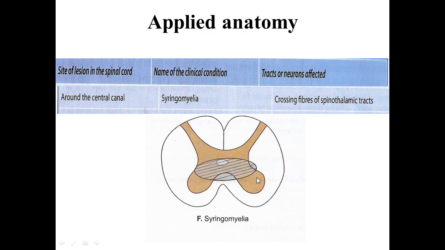Then, if the area around the central canal is involved, which is seen in syringomyelia, this affects the spinothalamic fibers in the anterior white commissure. The spinothalamic tracts cross to the opposite side, so these fibers are affected. So there is bilateral loss of pain and temperature sensation.